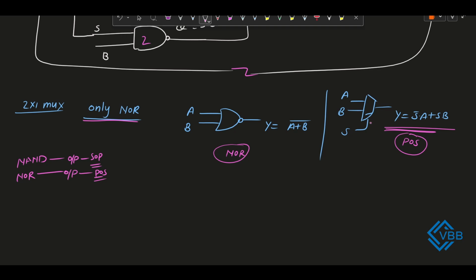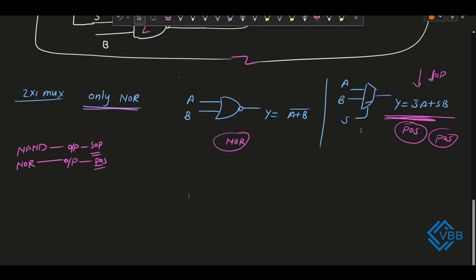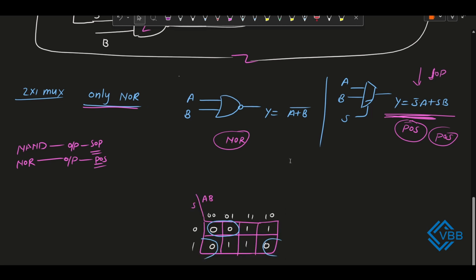So now let's see how we will convert this format. This is currently in SOP format, sum of product format. Now we need to convert this SOP into the POS format, so that the implementation using only the NOR gate will be easy for us. Now let's convert this expression into the POS format. There are several methods to convert SOP to POS, but the KMap method is easier as compared to the others. So what we do here, instead of the ones, we make the combination of zeros, and then we write the output expression in the POS format.